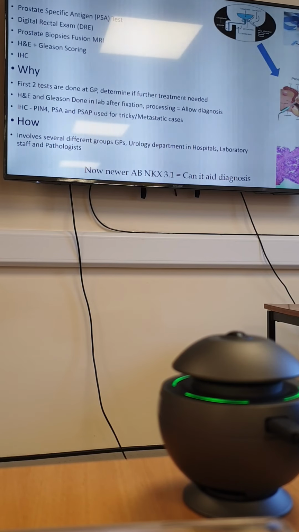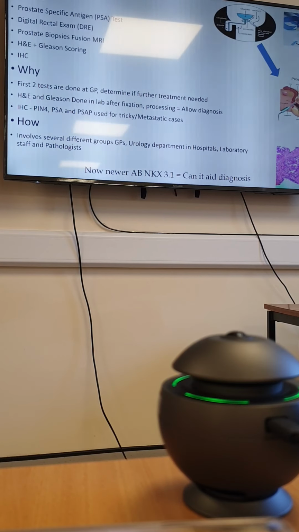And also PSA and PSAP, which are the ones I'm going to focus on in the project, and that's used for more tricky and metastatic cancer cases. And how it's done, it involves several different groups all working together, so they all work as a team using the GP practices, urology department, MRI, the excellent laboratory staff that are all working here, and of course our pathologist as well.